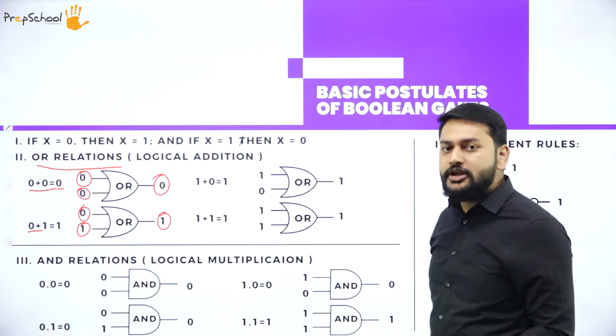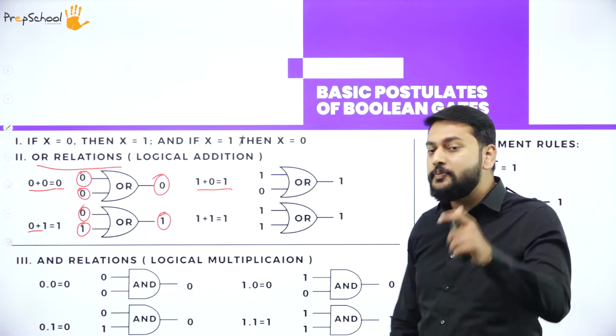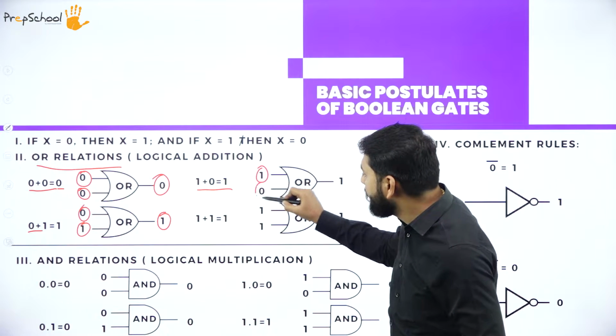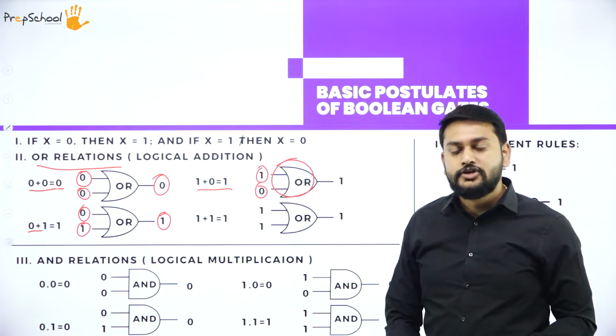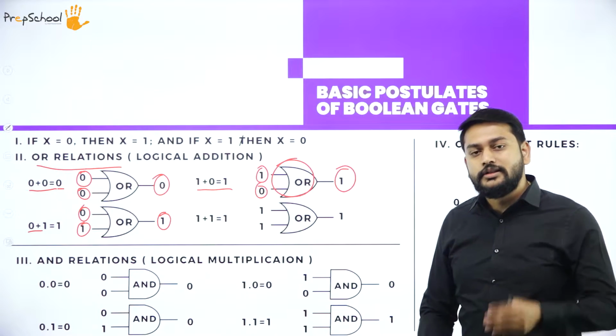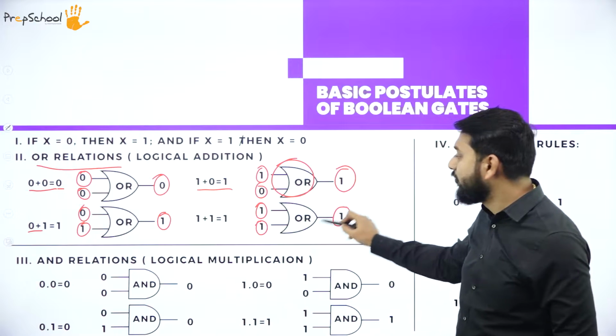Then the third combination, what is that we have? 1 plus 0. Please observe here, my input is 1 and 0. The plus is coming from this gate. So what will be my output? Obviously it is 1. In the same way, the last one, my input is 1 and 1. My output will be 1.